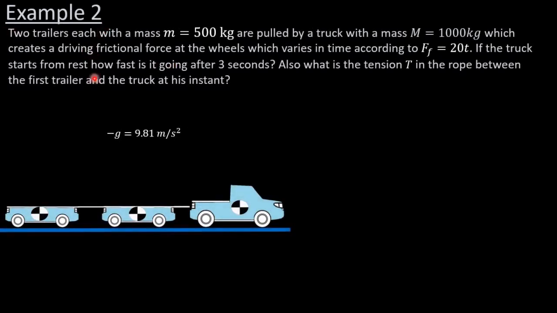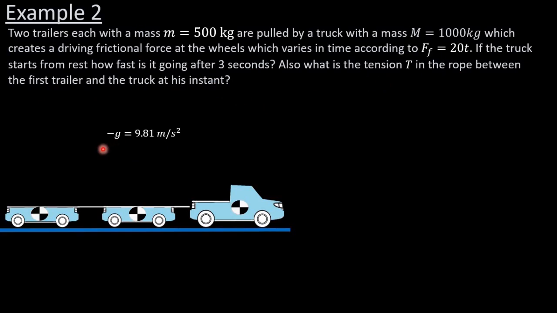So example 2. Two trailers, each with a mass small m equals 500 kilograms, are pulled by a truck with a mass big M equals 1000 kilograms, which creates a driving frictional force at the wheels which varies in time. So we're given the frictional driving force as a function of time. If the truck starts from rest, how fast is it going after 3 seconds? Also, what is the tension T in the rope between the first trailer and the truck at this instant?